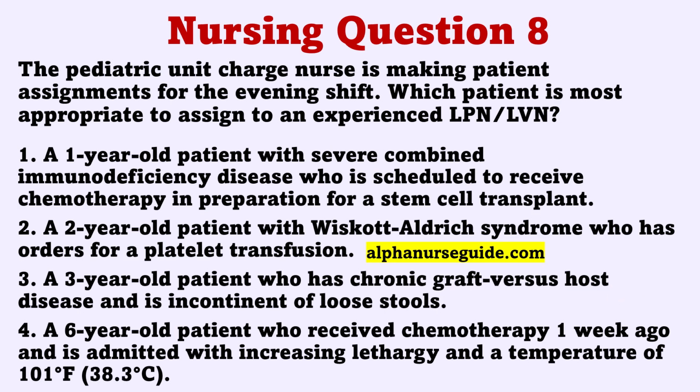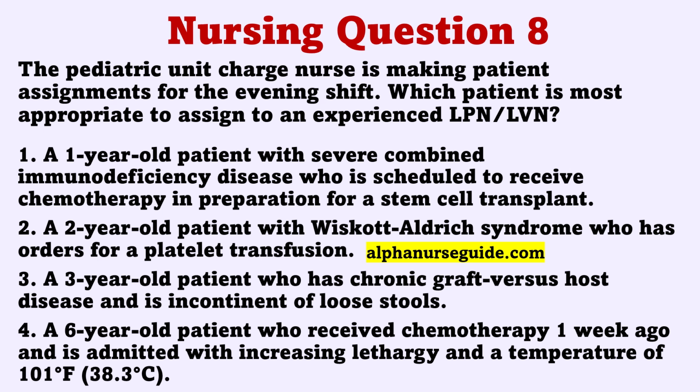The pediatric unit charge nurse is making patient assignments for the evening shift. Which patient is most appropriate to assign to an experienced LPN/LVN? 1. A 1-year-old patient with severe combined immunodeficiency disease who is scheduled to receive chemotherapy in preparation for a stem cell transplant. 2. A 2-year-old patient with Wiskott-Aldrich syndrome who has orders for a platelet transfusion. 3. A 3-year-old patient who has chronic graft versus host disease and is incontinent of loose stools. 4. A 6-year-old patient who received chemotherapy 1 week ago and is admitted with increasing lethargy and a temperature of 101 degrees Fahrenheit.